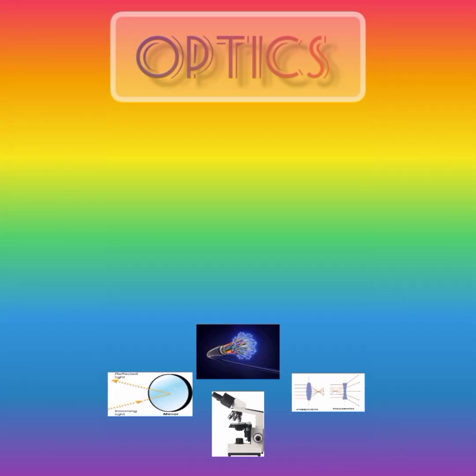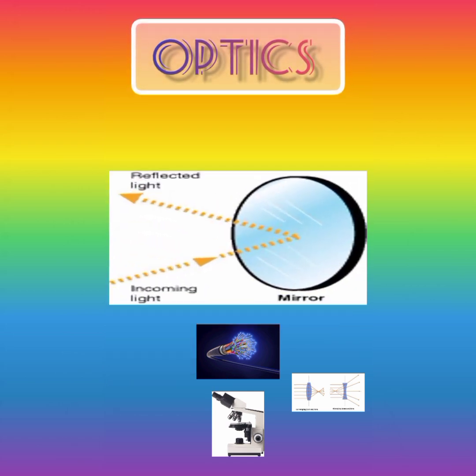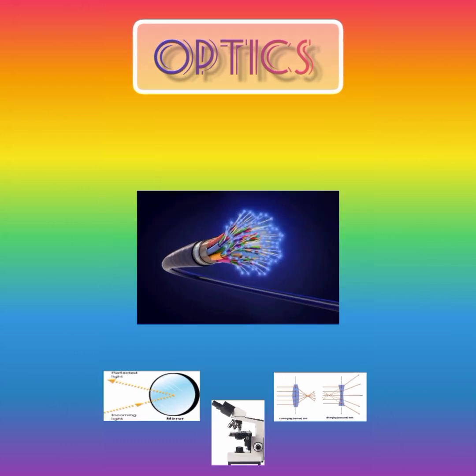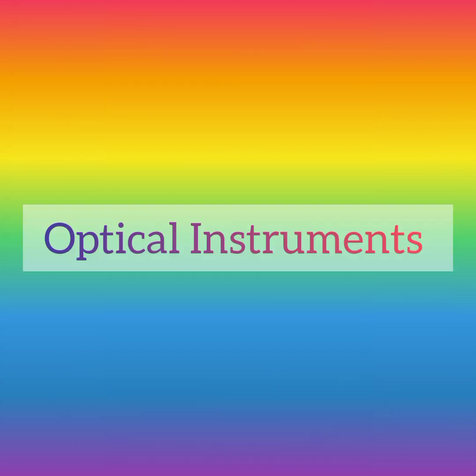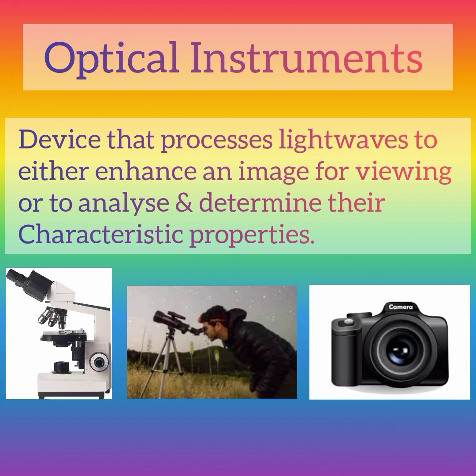Optics is found in a variety of technologies and everyday objects. It includes mirrors, lenses, telescopes, microscopes, lasers and fiber optics. Let me explain the concept of optical instruments. That one is the device that processes light waves either to enhance an image for viewing, or to analyze and determine their characteristic properties. Example, microscope, telescope and camera.